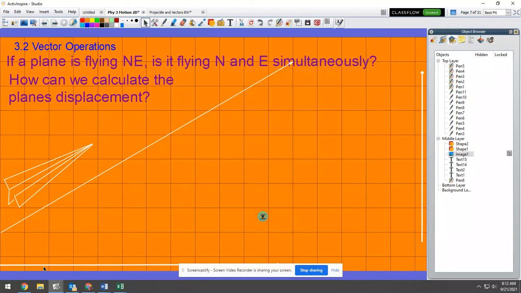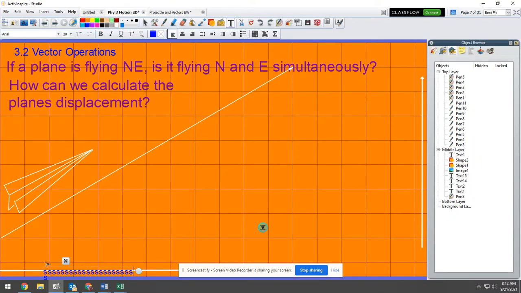So here we are. Today we're talking about vector operations, and that is how do we mathematically treat our vectors? Oh, I'm typing a whole bunch of S's. That's fun. How do we mathematically treat our vectors?